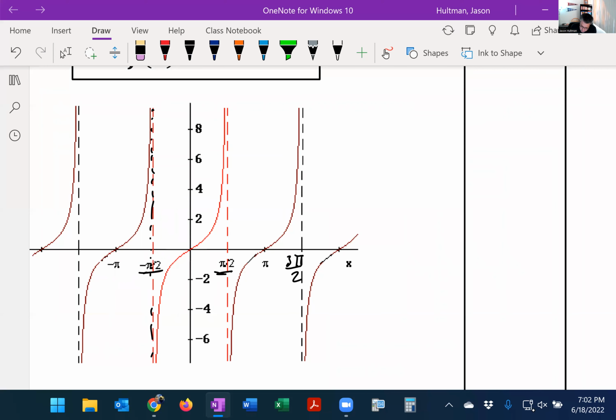Now, the nice thing about tangent is that we know what happens at pi over 4. At pi over 4, this thing is at 1, because the tangent of pi over 4 is 1. And if we did negative pi over 4, then this thing is at negative 1. And the tangent of 0 is 0.